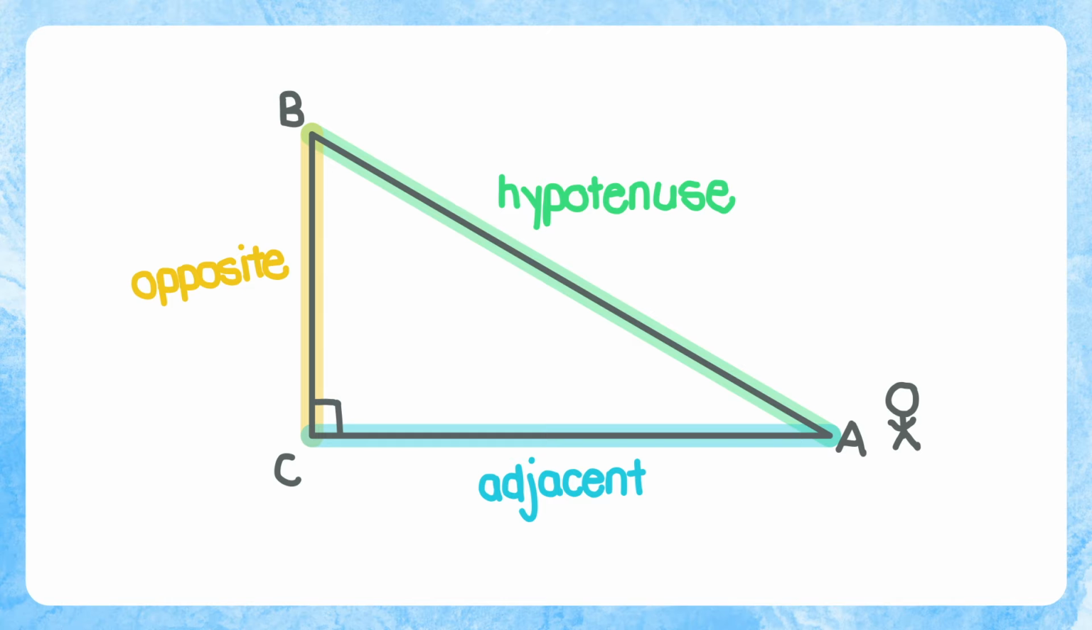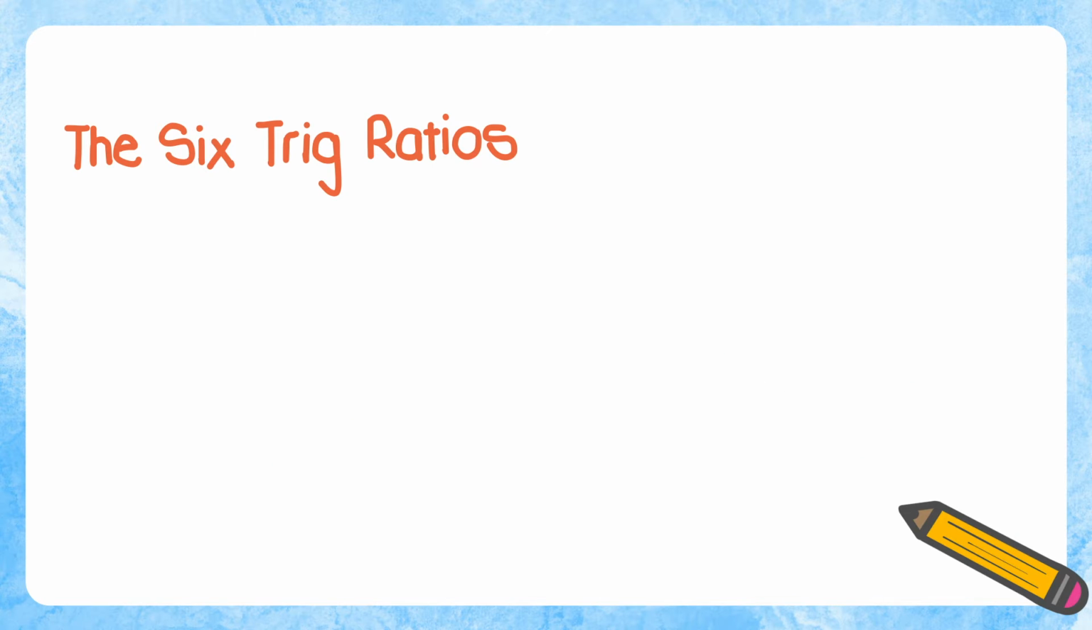Here's a quick reminder that the adjacent and opposite sides change depending on where you're standing from. And the hypotenuse is always across the right angle. So be careful about these when you're identifying sides. So before we look at some examples, let's review the 6 trig ratios. Look at your notes from earlier if you need to, and write out the 6 different trig ratios. Press play when you're ready.